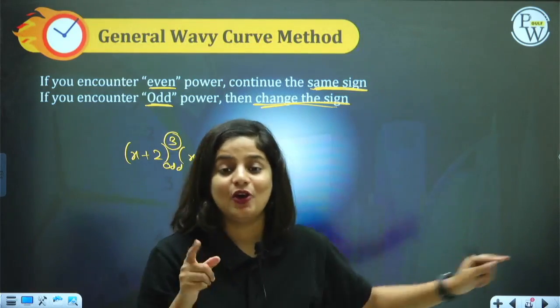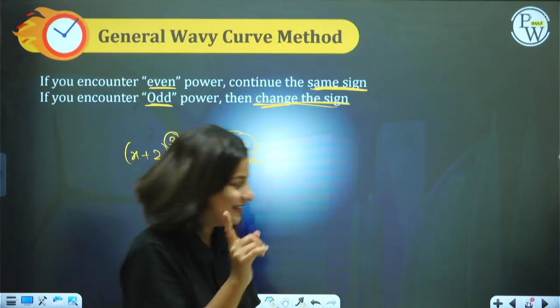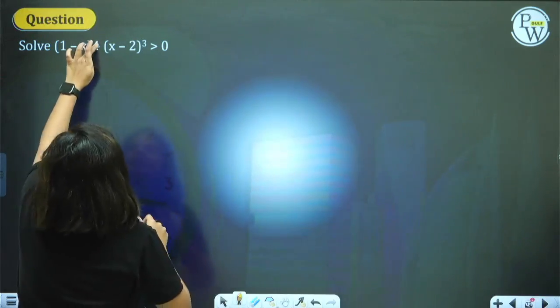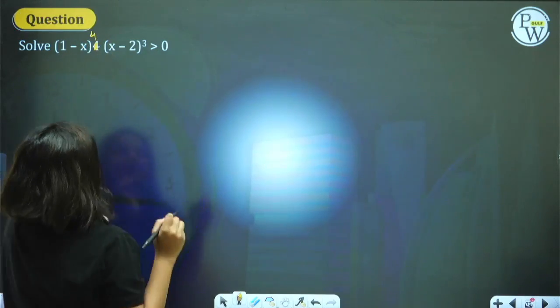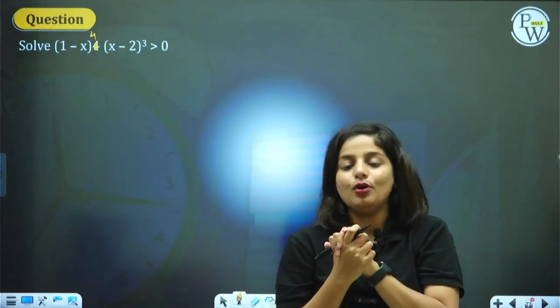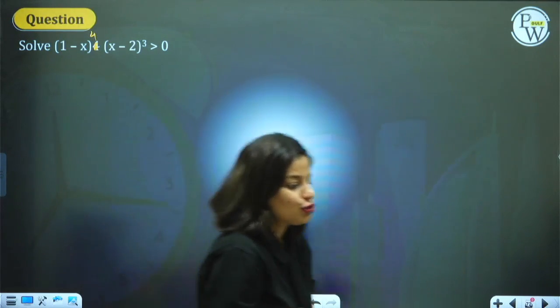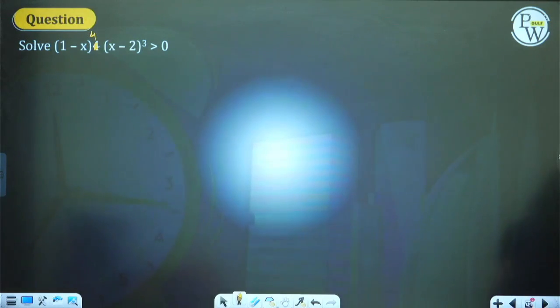Even, same. Odd, change. Right. Here is an example. This 4 is in the power. (1 minus x) the whole raised to 4 into (x minus 2) the whole raised to 3 is greater than 0. Solve and get the value of x.